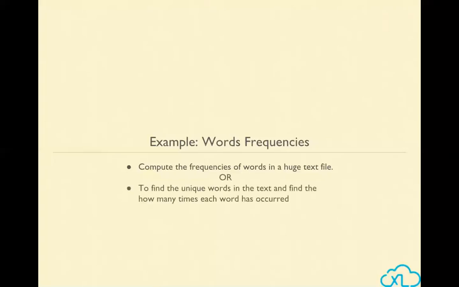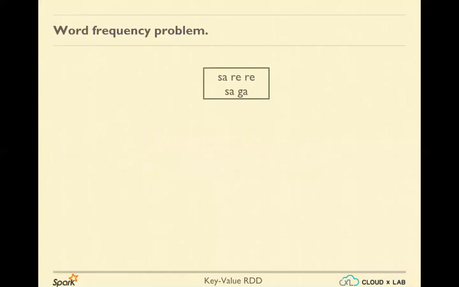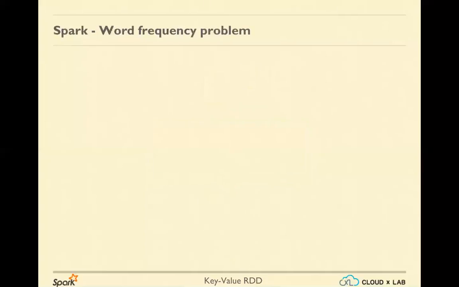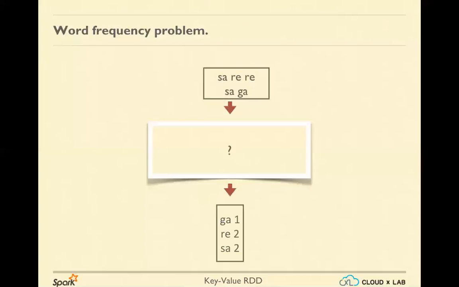All right. Or in other words, to find the unique words in the text and find how many times each word has occurred. Imagine that you have a text file containing 2 lines: sa re, sa ga. Why have I used these single syllable things? Because that saves space on the slides. And we want to compute the word frequencies, like ga has occurred once, re has occurred once, and sa has occurred twice. So how would we solve this using the knowledge we have gained so far?